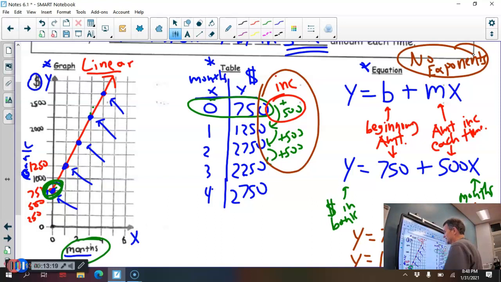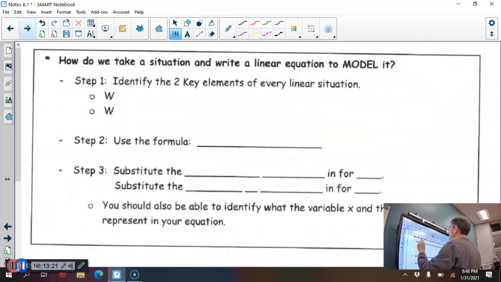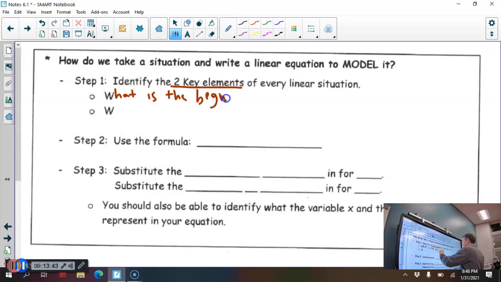All right, we are going to look at next, how do we take a situation and write a linear equation to model it? Well, I've given you 3 steps here, pretty quick and easy, frankly. First, you want to identify the 2 key elements of every linear situation. What is the beginning amount?